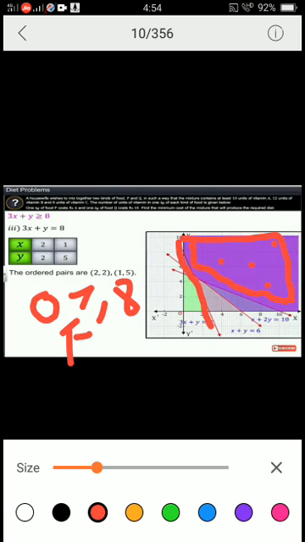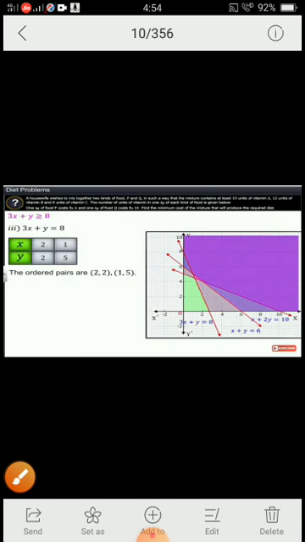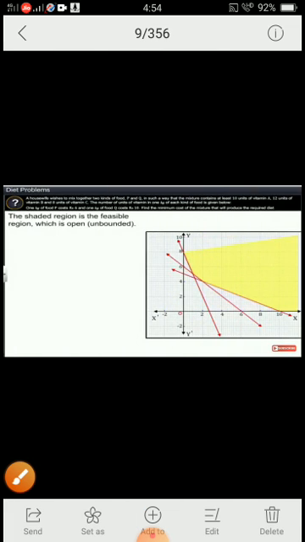This is the common region. Is this clear? That means only this will be my feasible part, that is the actual solution. So see how I have marked the feasible region. I'll be getting this as a feasible region. This is the actual solution of the given problem.